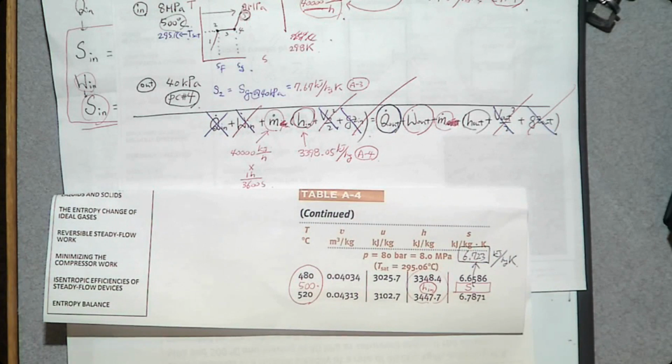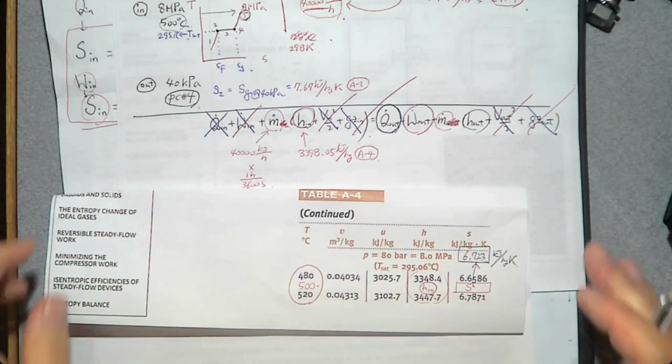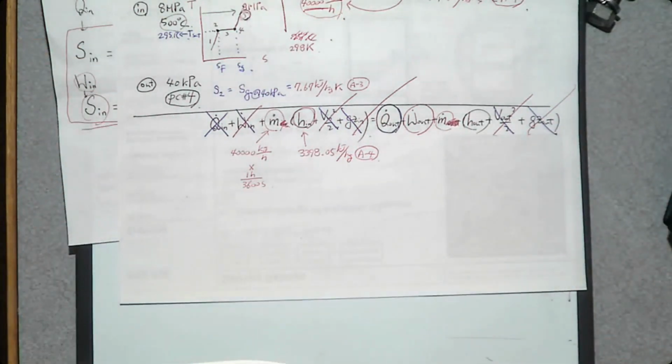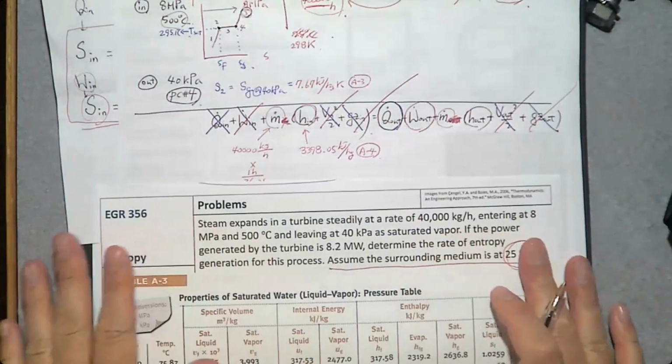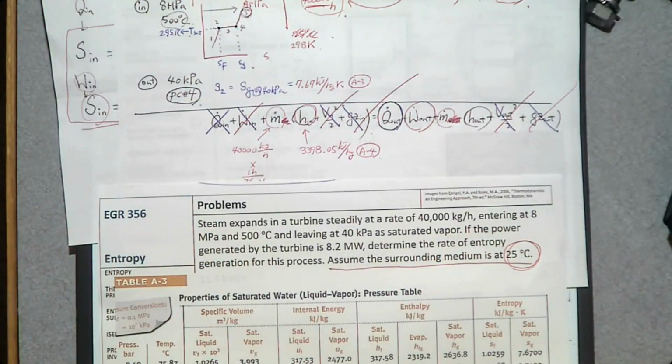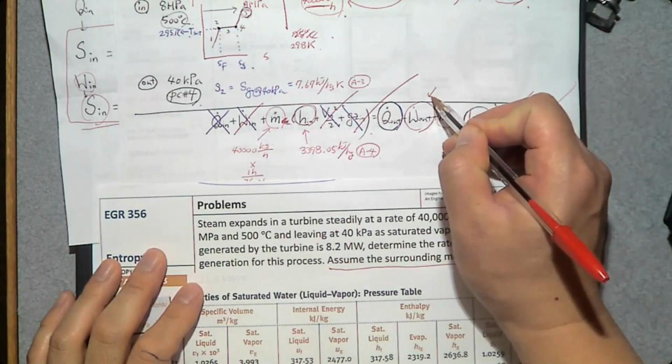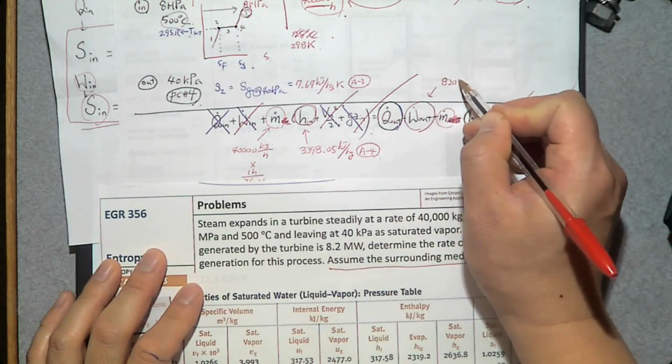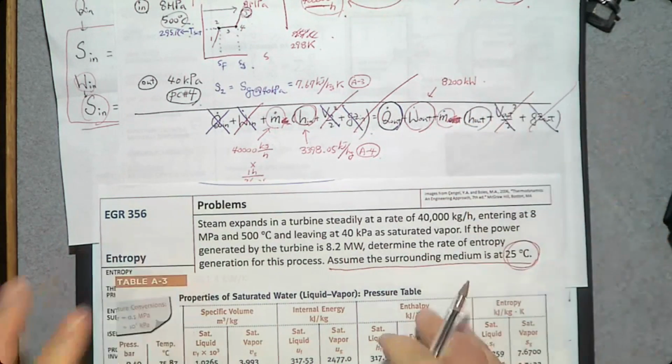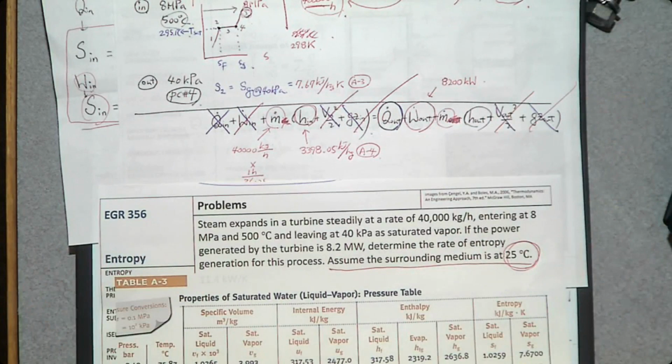Q dot out is the unknown. W dot out. Do we have W dot out? According to this problem statement, it says the power generated by the turbine is 8.2 megawatt. So this is the W dot out. 8,200 kilowatt. We know m dot, 40,000 kilogram per hour.